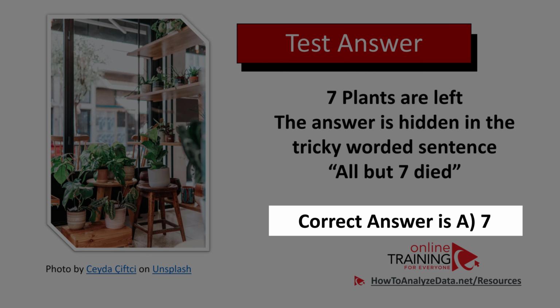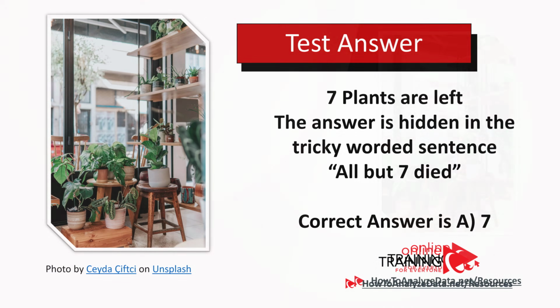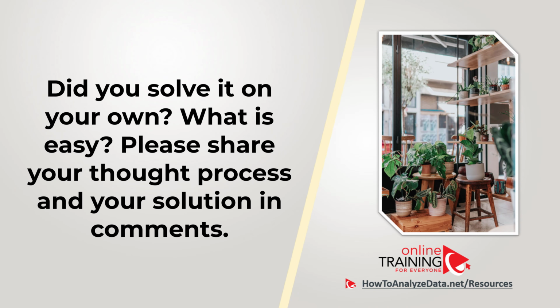Florist had 57 plants and all of them but 7 died. That's why the correct answer is A, 7. Hopefully you've nailed this question and now know how to answer similar problems in the test.